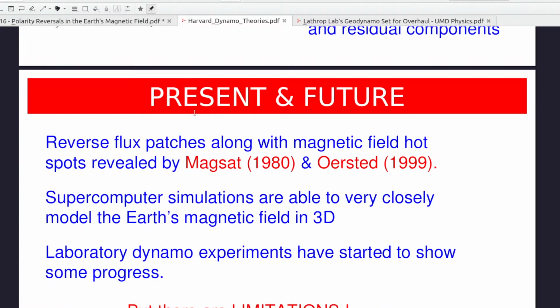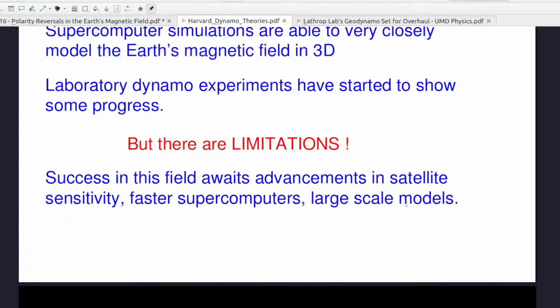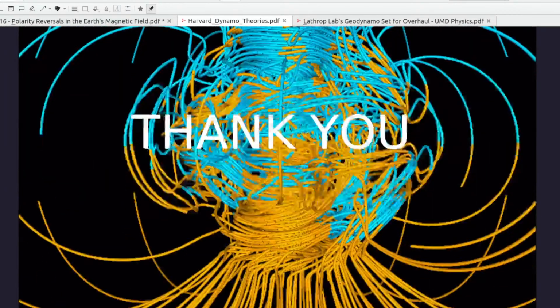Present and future reverse flux patches, along with magnetic field hotspots revealed by MagSat in 1980 and Orsted in 1999. Supercomputer simulations are able to very closely model the Earth's magnetic field in 3D. Laboratory dynamo experiments have started to show some progress, but there are limitations. Success in this field awaits advancements in satellite sensitivity, faster supercomputers, and large-scale models. So there you go. Thank you.